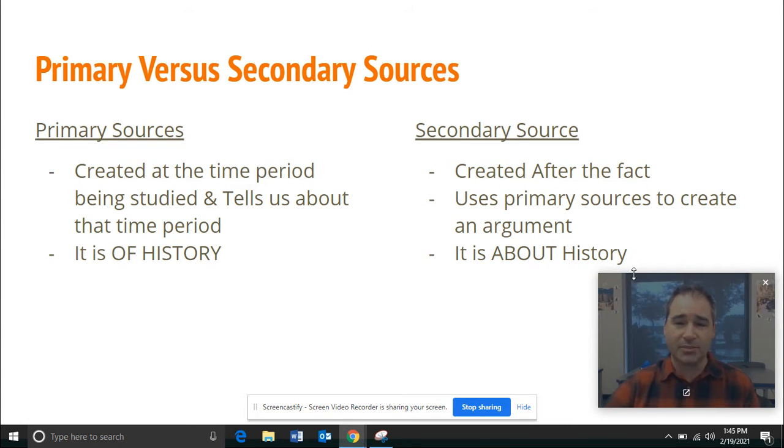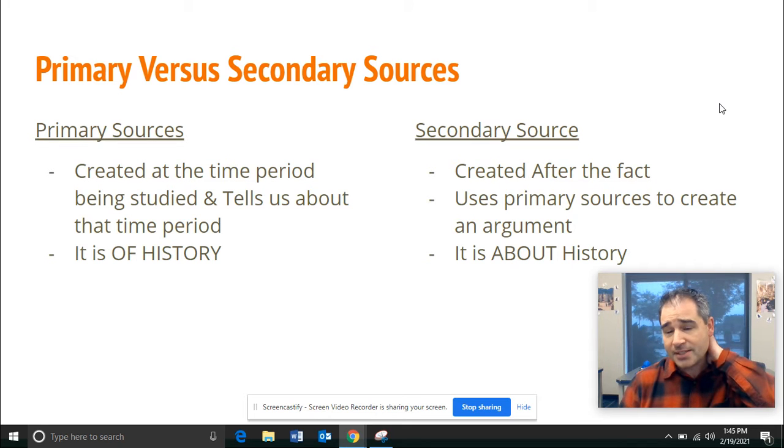One important distinction that we make in the social studies, or at least in history classes, is between a primary source and a secondary source. Primary sources are things that were created during the time period that we're studying and tell us about that time period. The way I like to think of this is that primary sources are of history. If we're talking about the American Revolution, George Washington's journals would be a great example of a primary source. So would letters between two soldiers on the battlefield. Musket balls would be a great example of a primary source artifact. Things of the period that tell us about the past.